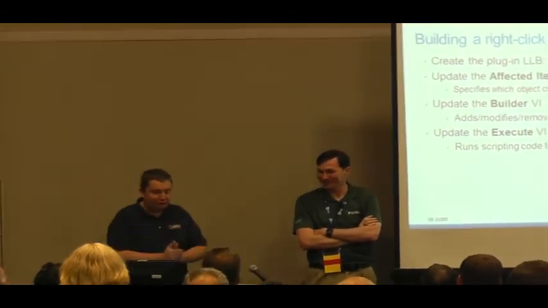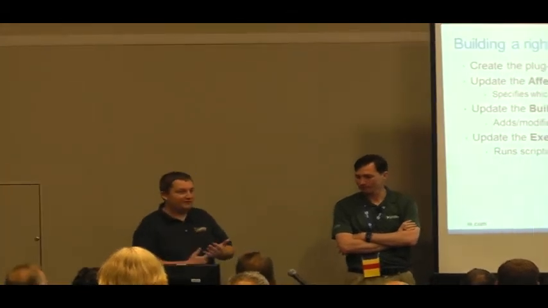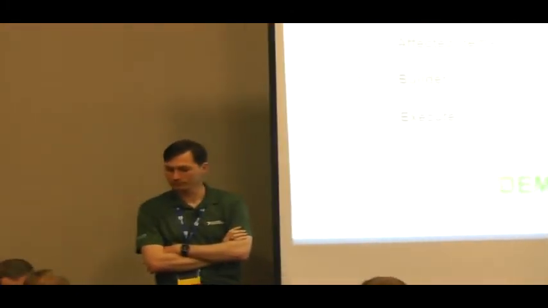So there are going to be 3 parts of your typical right-click plugin. There's going to be the affected items type def, which is how you define which things in your VI your right-click will act on. There's the builder VI, which is what defines what actual text items you see in the menus. Then there's the execute VI, which is basically, okay, someone has picked my right-click plugin entry in the menu. Let me go ahead and run some scripting code. So I'm going to go ahead and sit down here and write a plugin.